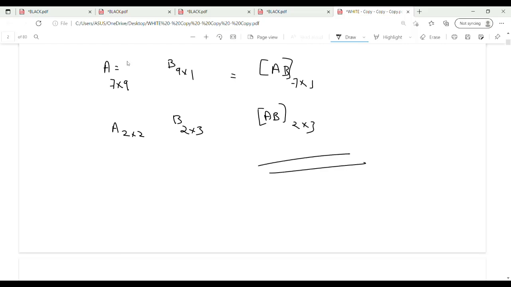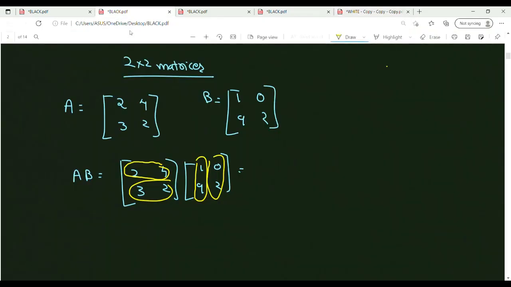Okay, so before starting, we have to make sure that the number of columns of A and the number of rows of B is the same. Okay, so let's start the matrix multiplication.